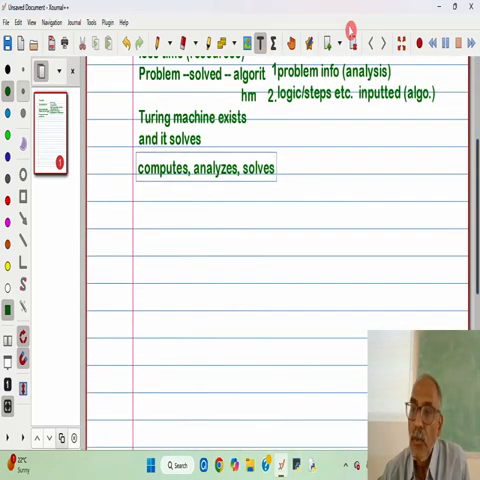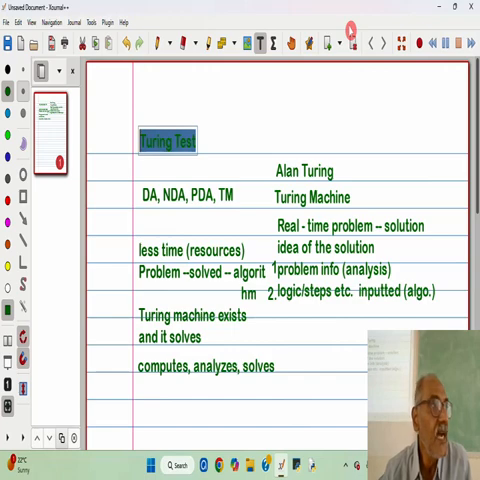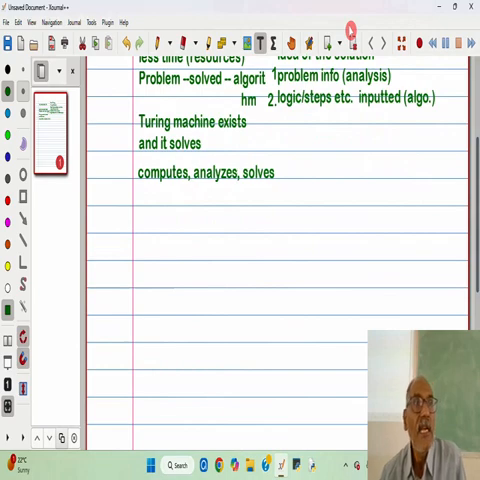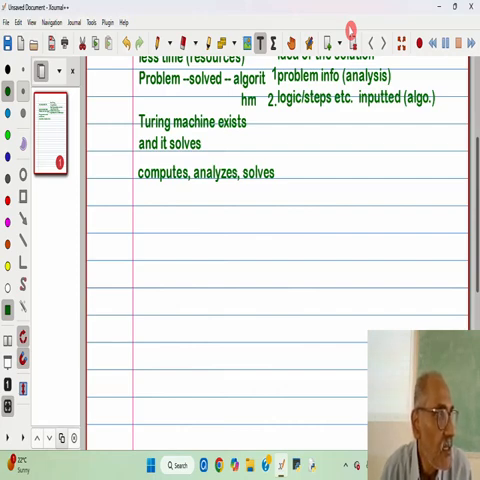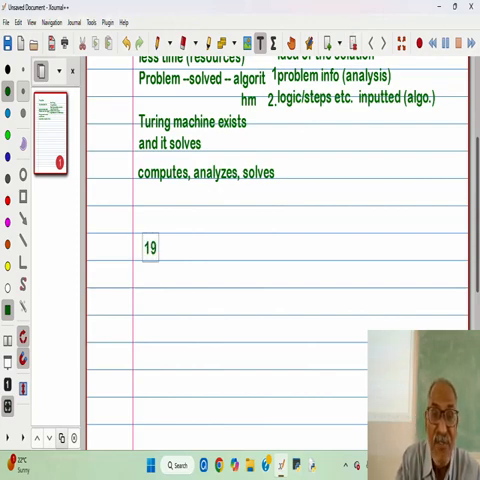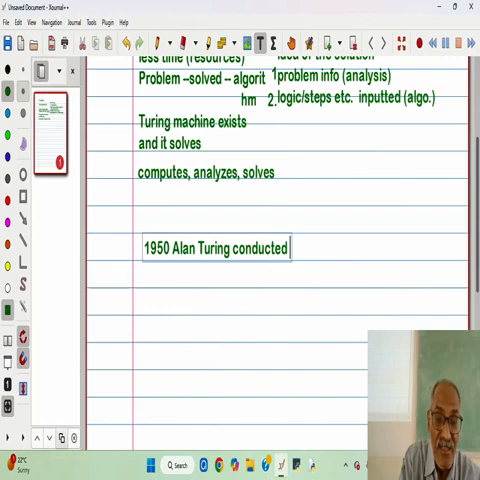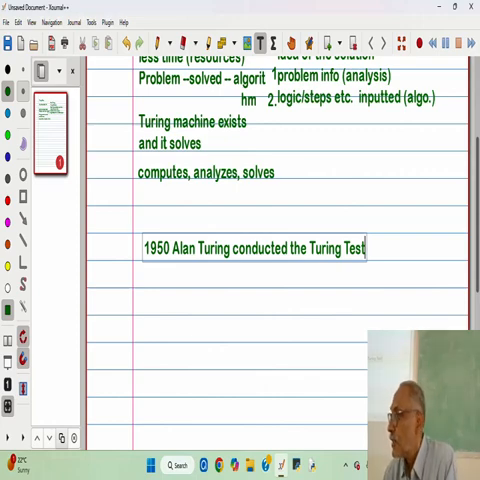Now I come to this Turing test. How is it conducted? Whatever I talked about is the background of the Turing machine. How is this conducted? At that time, artificial intelligence was a budding field, just coming into the picture. Carnegie Mellon University initiated that particular task. Now, in the year 1950, Alan Turing conducted this Turing test.